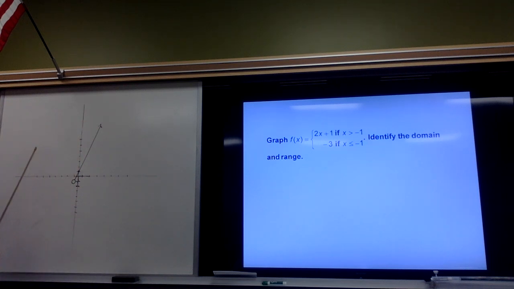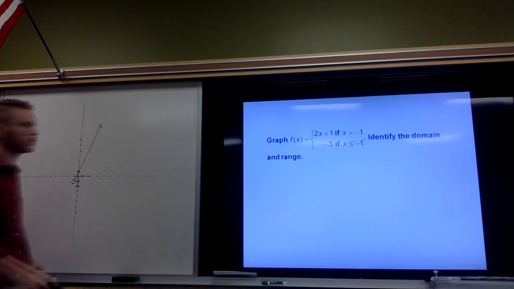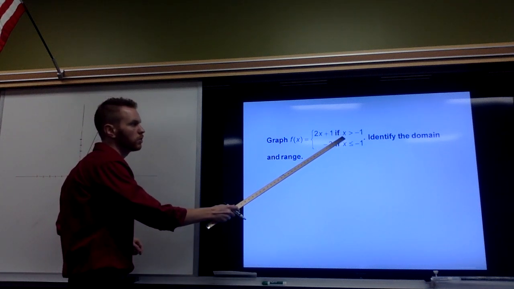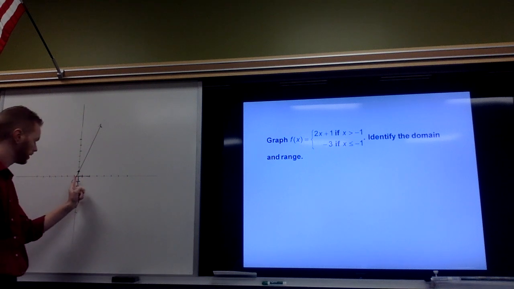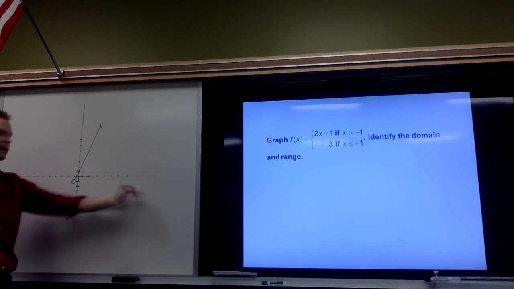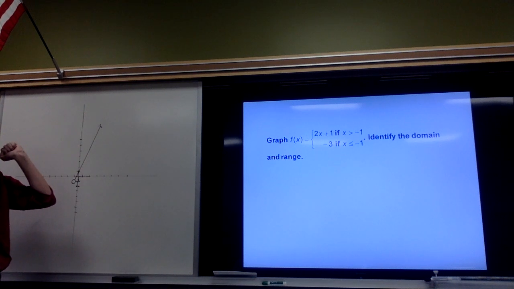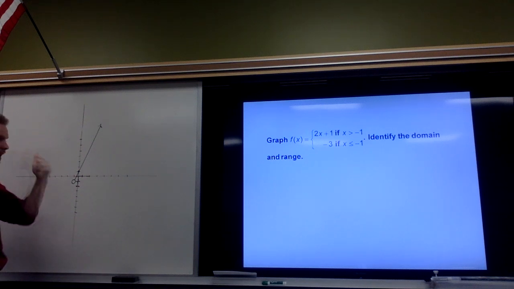I'm going in this direction. Why didn't I draw down here, the full thing? Well, look at the restriction. You want to draw the line where the x values are greater than -1. These x values are greater than -1. That's why I drew the line that way. Okay? Now, next one.